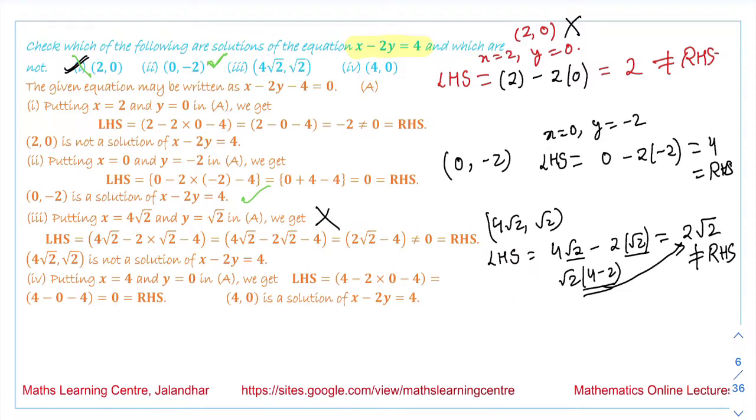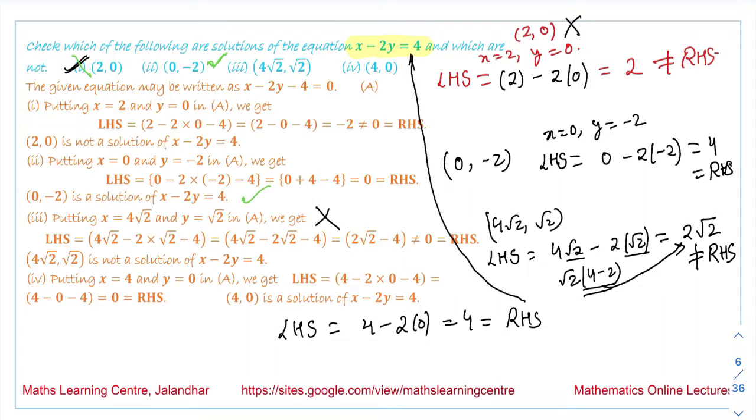Now in the last part, we have to check for 4 comma 0. So we consider LHS is equal to 4 minus 2 into 0. The answer is 4, which is equal to the right hand side of this equation. So we are saying that the ordered pair 4 comma 0 is a solution of x minus 2y is equal to 4.